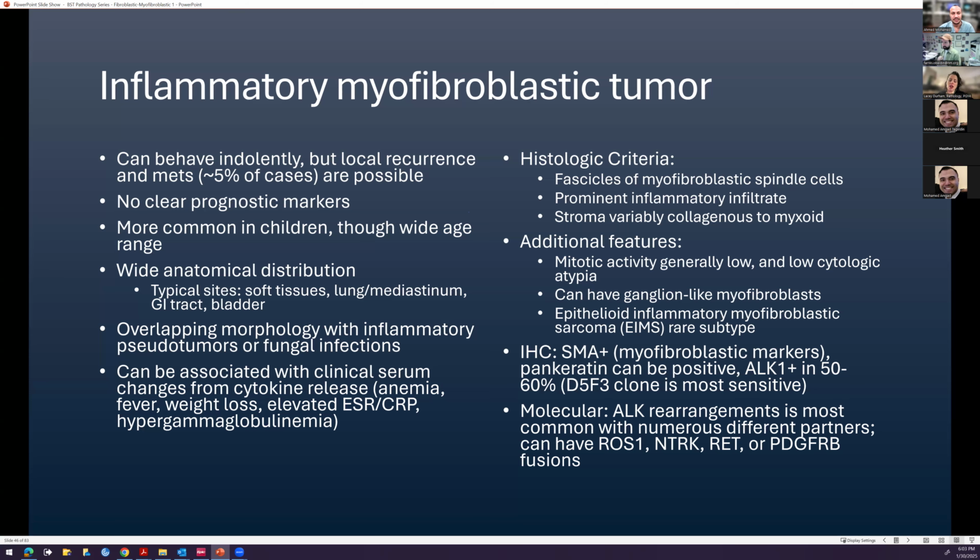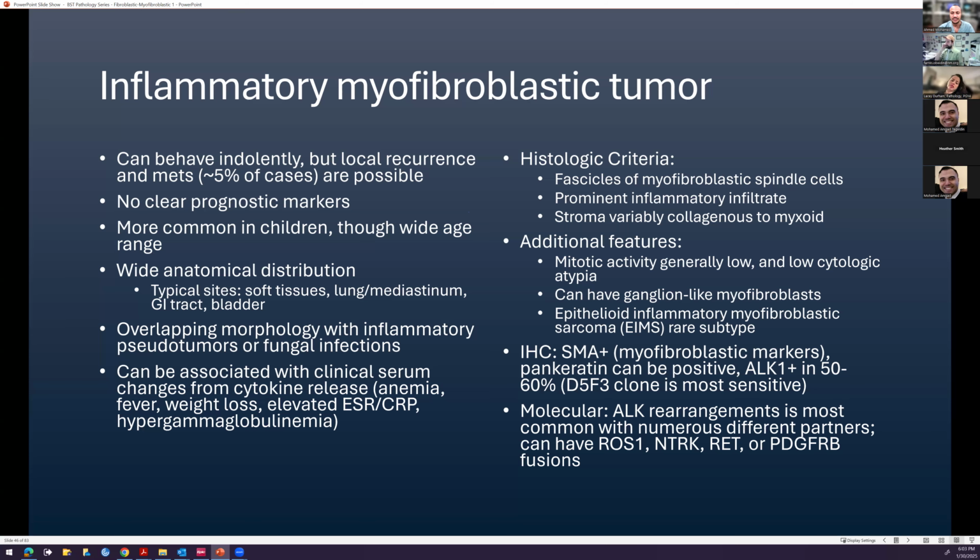All right, but here's your criteria. Generally, you're going to see these fascicles of myofibroblastic spindle cells, a prominent inflammatory infiltrate, and the stroma tends to be variably collagenous to myxoid. Mitotic activity is usually low. You're not usually going to see much cytologic atypia either. Sometimes, like you saw with the myxoid one, the cells can be quite plump, almost ganglion-like, similar to how myofibroblasts can always look.